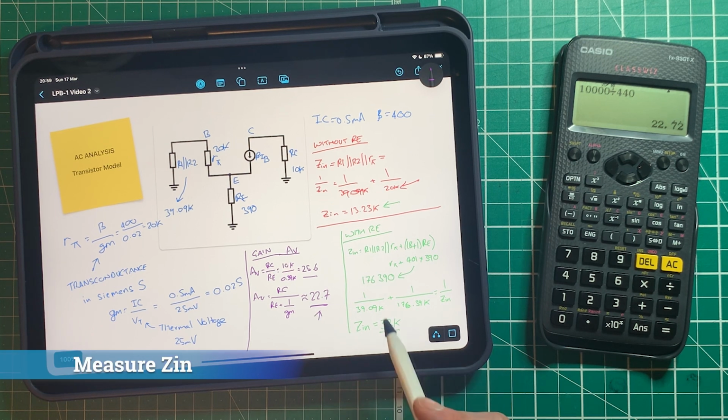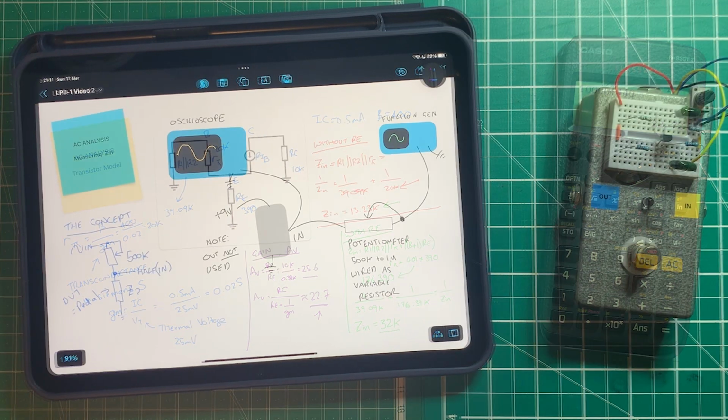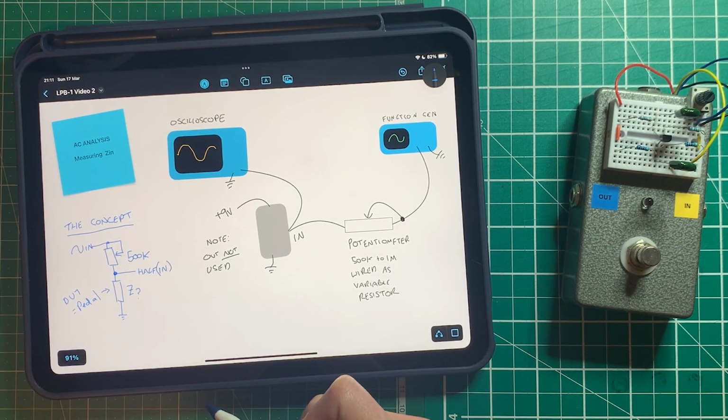Now also we worked out the input impedance was 32 kilo ohms. Well, we can actually measure that using a function generator and either an oscilloscope or a RMS voltmeter. So I'm going to use my oscilloscope and function generator, and we can jump over onto the breadboard and actually set up an experiment that measures this. But first of all, let's look at how to set up that experiment. So this is a pretty simple one, but it takes a tiny bit of thinking to get it right.